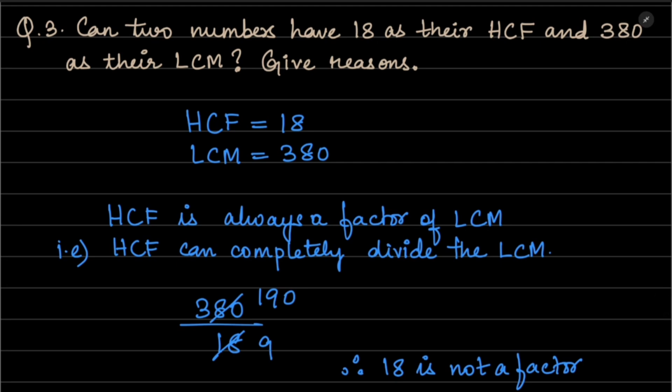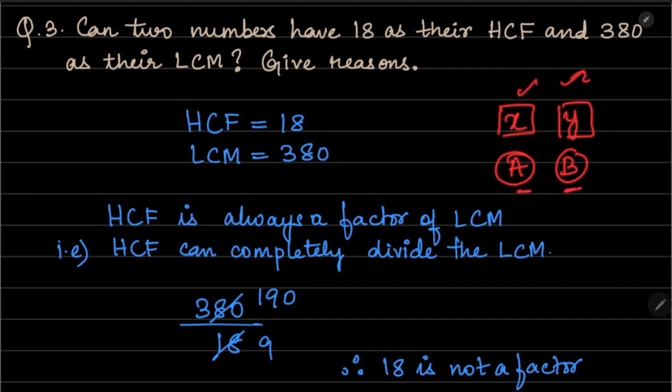Is that clear? So in order for any two numbers to have any two numbers as HCF and LCM, this has to be satisfied. If you are given two numbers, say x and y, and A is the HCF, B is the LCM, then for A and B to be HCF and LCM for X and Y, A should be able to divide B completely. So A should be a factor of B. HCF should be a factor of LCM.